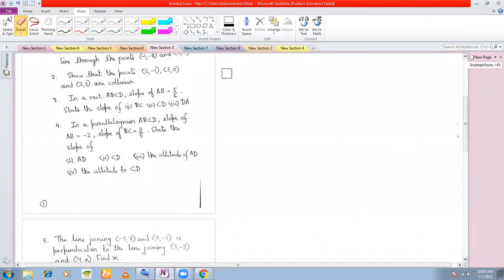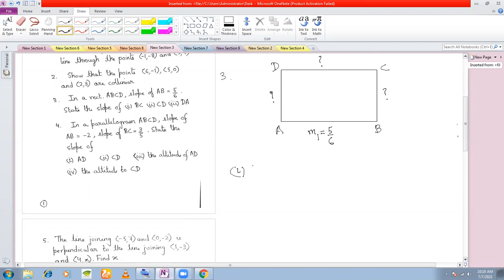Number 3. The question here is, in a rectangle ABCD, slope of AB is 5 by 6. State the slope of BC, CD and AD. Let's draw a rectangle. This is a rectangle ABCD. Let us call the slope of AB as M1. Let us say this is 5 by 6. This is given, right? You need to state the slope of BC, CD, and AD. All these slopes you need to find out.